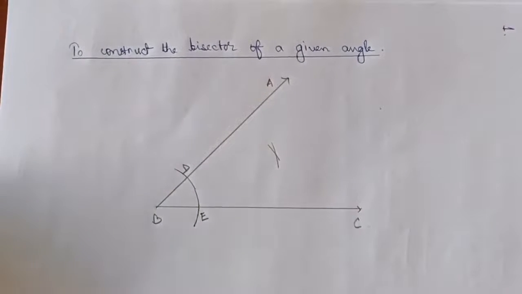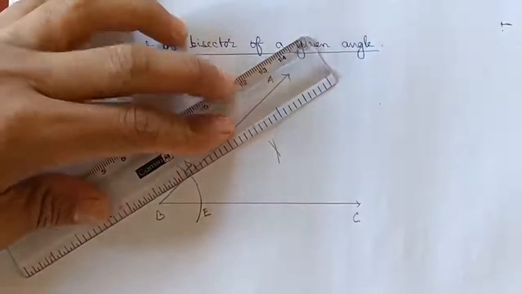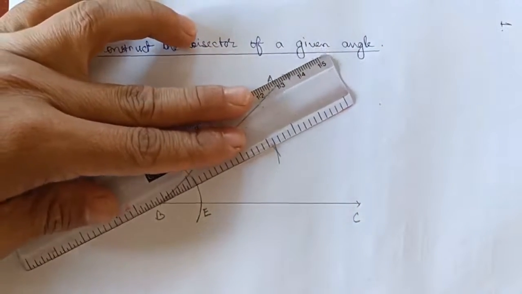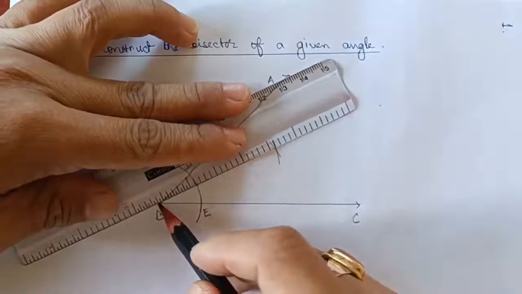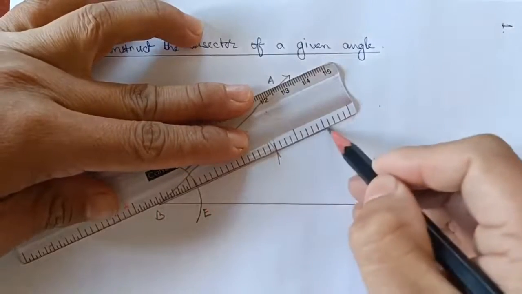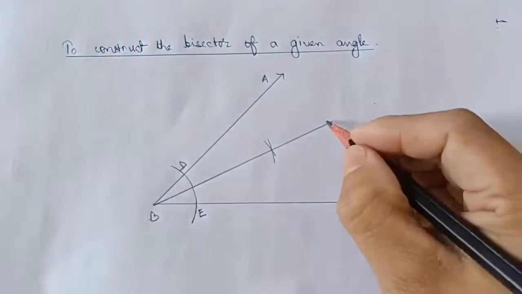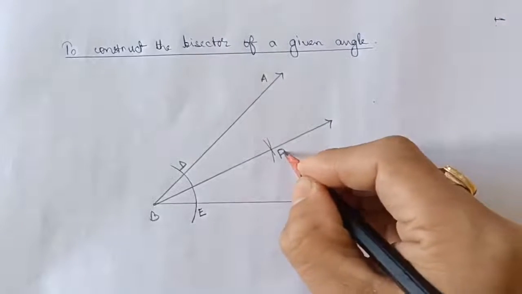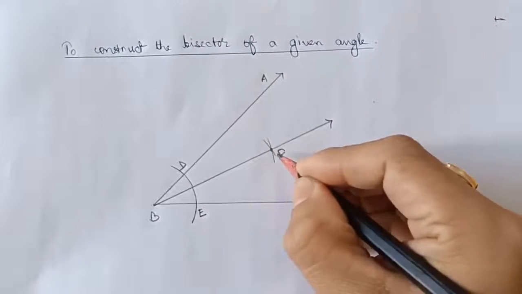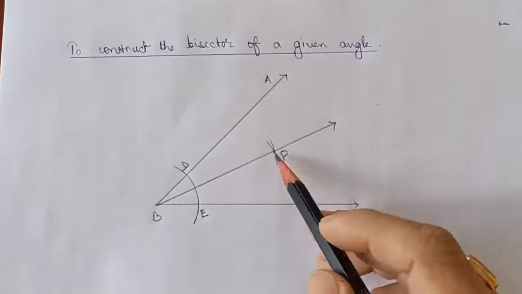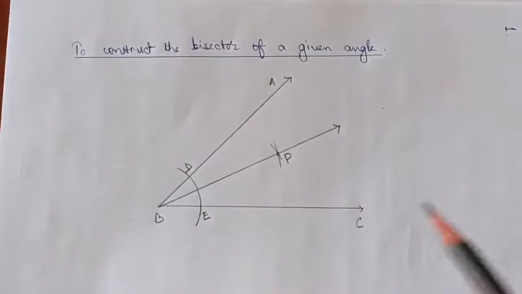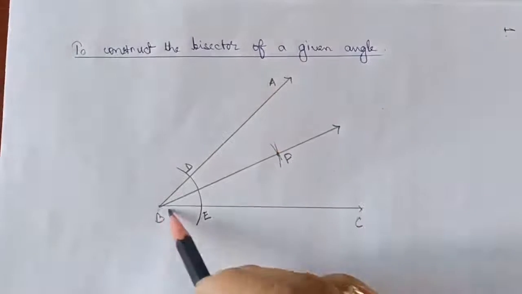Now in the next step, we are going to join the vertex B with the intersecting arc. Let me name this as F. The intersecting arc is named as F. So now we have constructed a ray BF passing through B and the point F. So BF will be our required bisector of the given angle ABC.